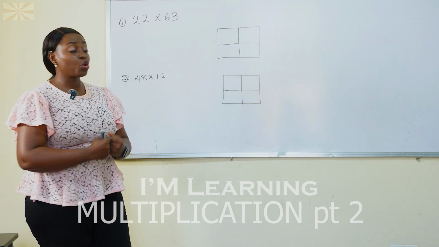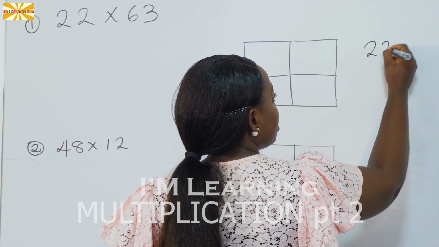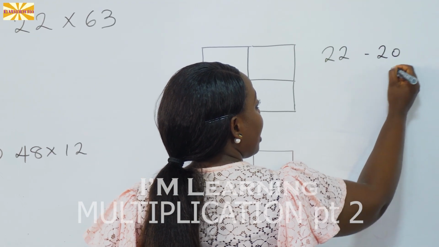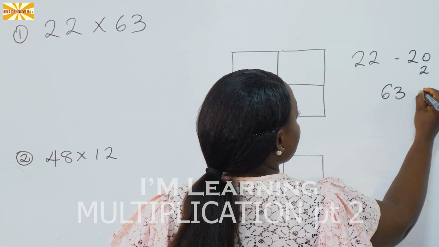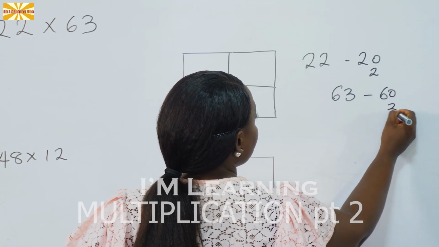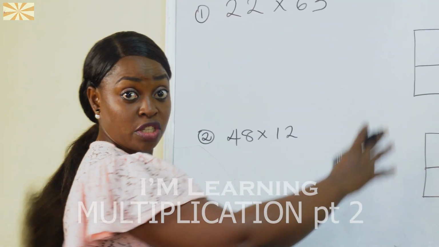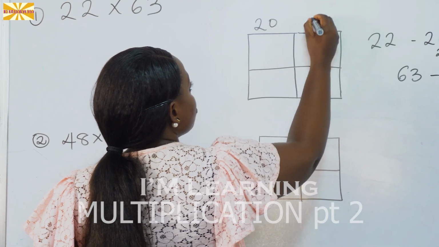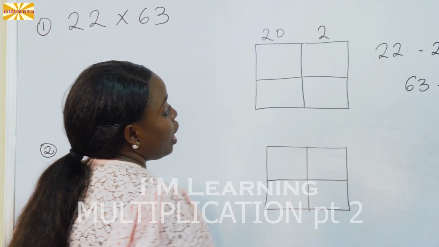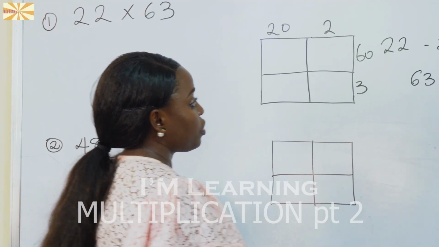First thing that you're going to do is you're going to break these numbers into their place values. So your 22 is 20 and 2, and your 63 is 60 and 3. So you're going to be working with the numbers broken down into their place values, which is what I've just explained there. So you're going to have 20 and 2 for 22. And you're going to have 60 and 3 for 63.